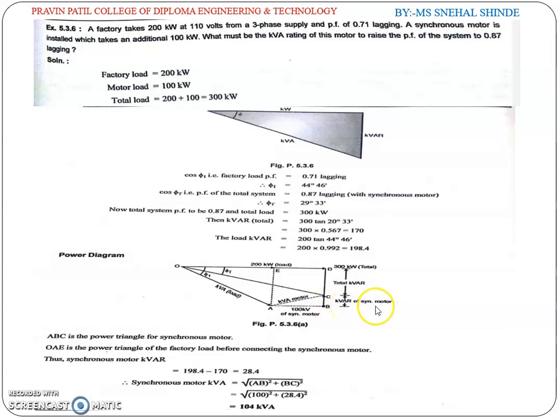ABC is the power triangle for synchronous motor, and the distance CB equal to the kVAR of the synchronous motor, and the distance DC is total kVAR, and it is for 300 kilowatt total. From O to E it is the 200 kilowatt load. From O to A it is kVA load. Now the angle subtended here is phi 1 and here is the angle phi t. So this is the kVA of the motor and 100 kW of the synchronous motor. So this is the figure, and here we calculated the synchronous motor kVA.